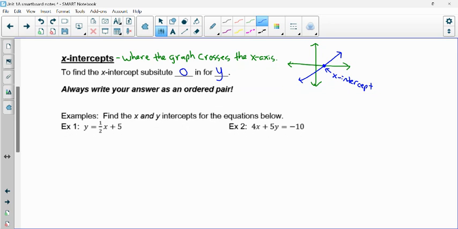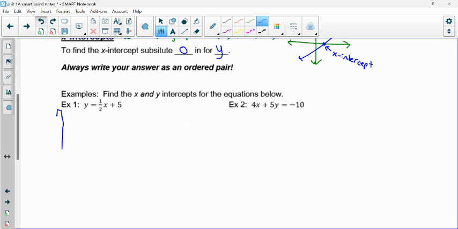Okay, so our examples, it says find the x and y intercepts for the equations below. Example 1, what do you notice about example 1? What form is it already in? Y equals mx plus b. So the y-intercept's pretty easy for this one. Because what number in that equation represents our y-intercept? 5. So all I have to do is say, all right, 0, 5. Remember, if it's in slope-intercept form, our y-intercept is the b.